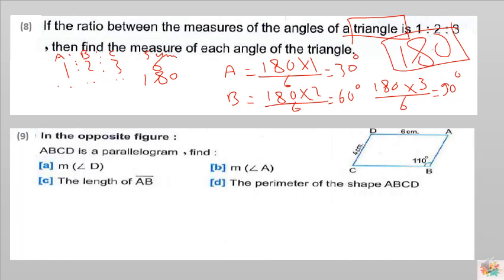Number 9. In the opposite figure, ABCD is a parallelogram. Find measure angle D. Straight away we know that angle D equals angle B, because they are opposite to each other. When they are next to each other, we do 180 minus 110. So it will be 70. The length of AB, AB is opposite to CD, so it will be 4 centimeters.